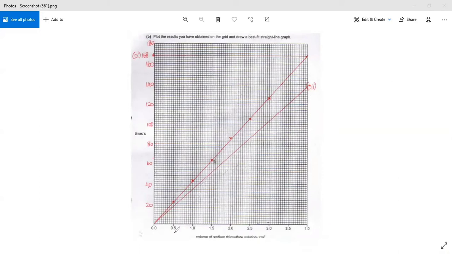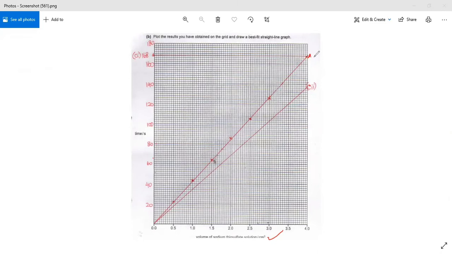So now at 0.5 centimeter cube of sodium thiosulfate, what is the time? Here we got 22. And then secondly, third, fourth, fifth, until the sodium thiosulfate is 3 centimeter cubed. So we got about 126. So draw a proper line here, and extrapolation can also be done until where it ends. So the ending point is of course here.